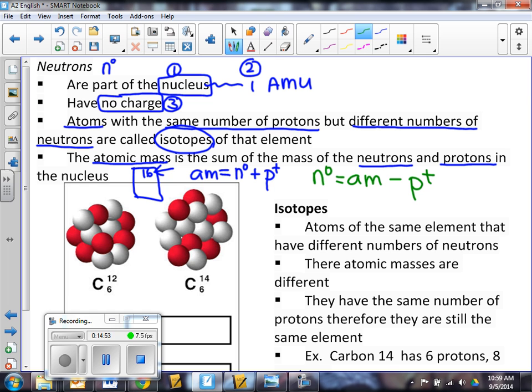So what I'd like to do before we talk about isotopes is go through a few examples of how to calculate the number of neutrons and some little details that you should know whenever you're doing this kind of a calculation. So I'm going to need a new screen for that. Is there anybody who has any questions about those 4 points about neutrons so far?